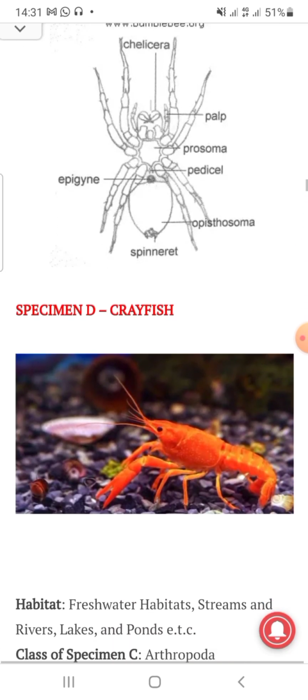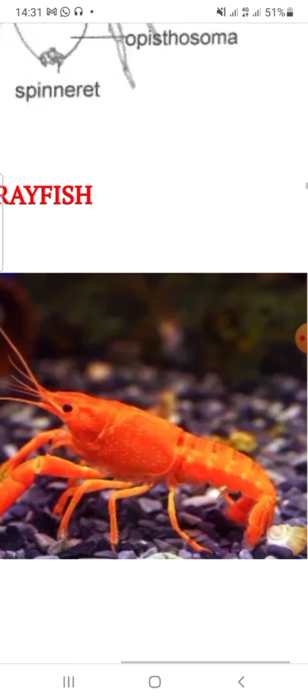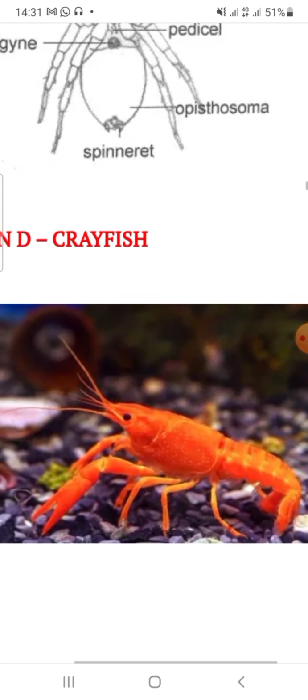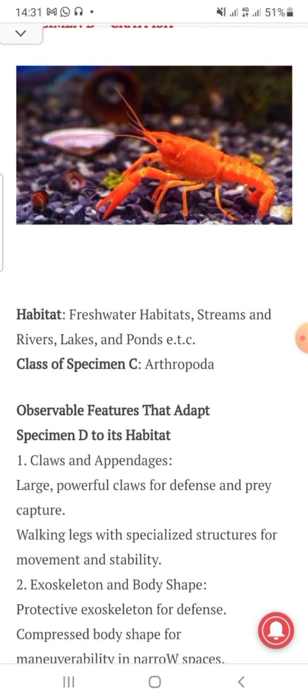Okay, let's look at specimen D. Specimen D is crayfish. So this is a diagram of a crayfish. All right, let's look at the habitat. Freshwater habitats, streams and rivers, lakes and ponds, etc. Class of specimen D, Arthropoda. So it's in the phylum Arthropoda.